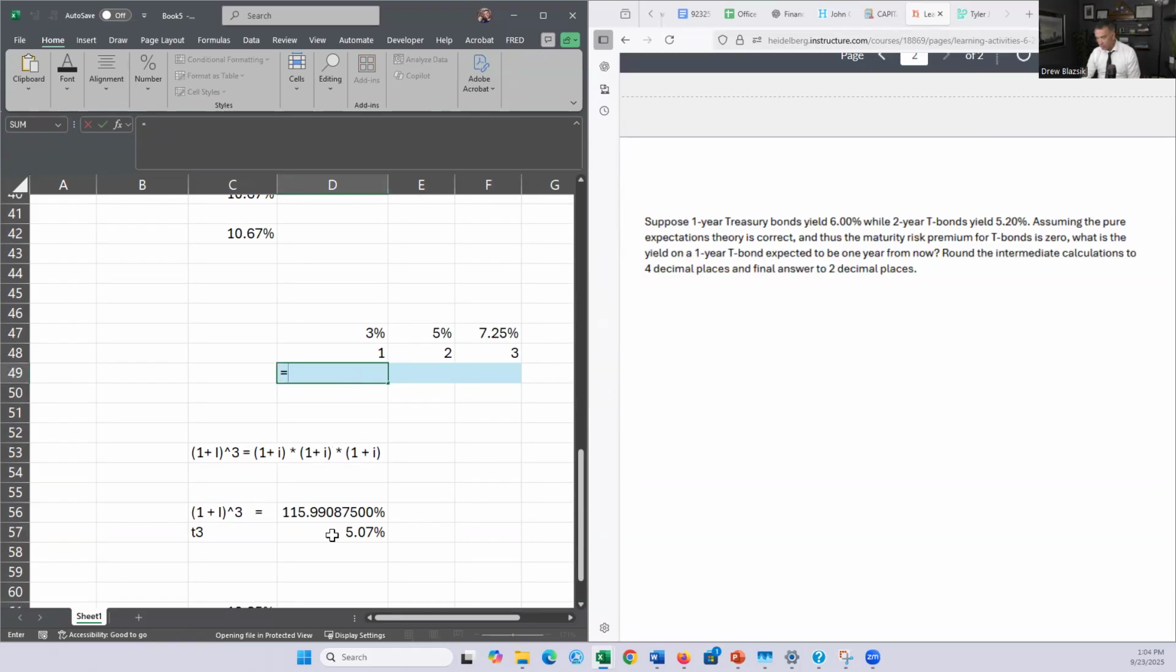So just to drive this home, some people have problems with it. It might sound like I'm repeating myself, but if you got 3%, 5%, and 7.25, that's equal to, again, 5.07, 5.07, 5.07.